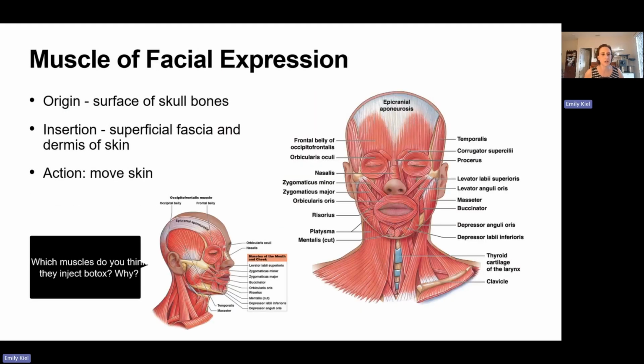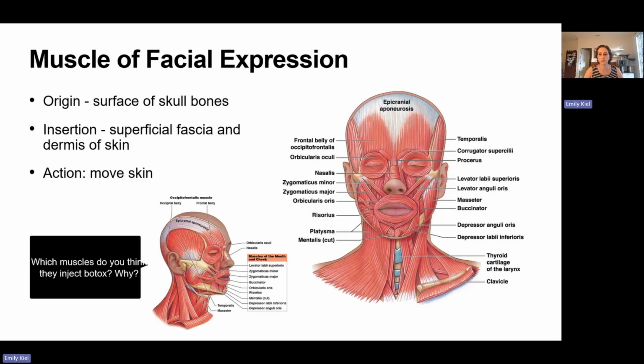So we've got the muscles of the facial expressions. These all originate on the skull bones, but instead of inserting on another bone, they're going to insert on the superficial fascia and the dermis of the skin. So, if you lift your eyebrows up, the part that's moving is that skin, or that insertion. And that's its action, to move the skin to allow us to have facial expression.